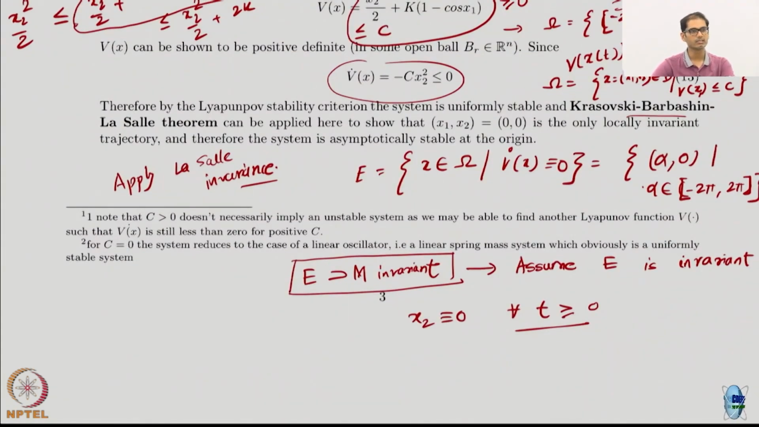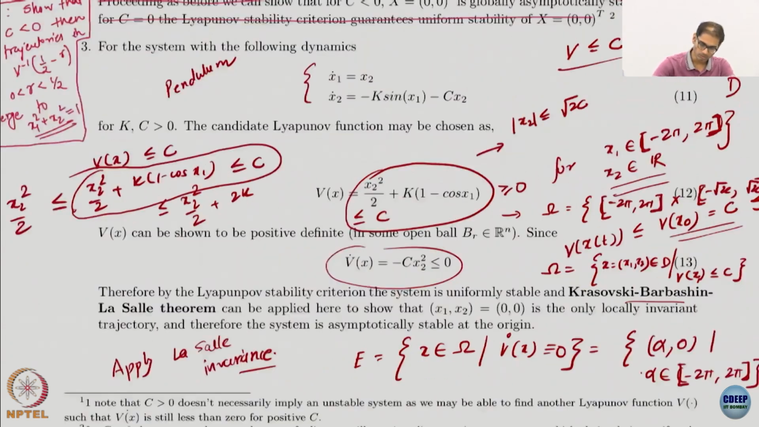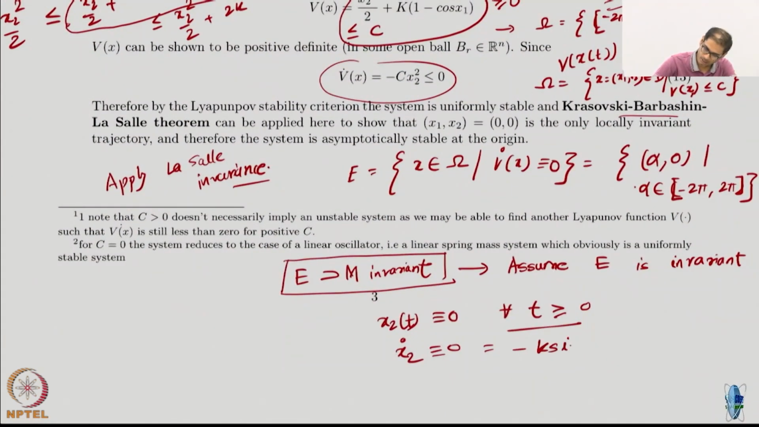So what can I say? If any function is a constant function, what do we know about it? This is a function of time, although I write it like this. Then x2 dot is identically 0. That's the only way a function can be a constant function. Which means what? What is x2 dot? Anybody remember? It is minus k sin x1 minus c x2. This has to be identically 0. All of this is to make the set E invariant. Without this happening, set E cannot be made invariant.